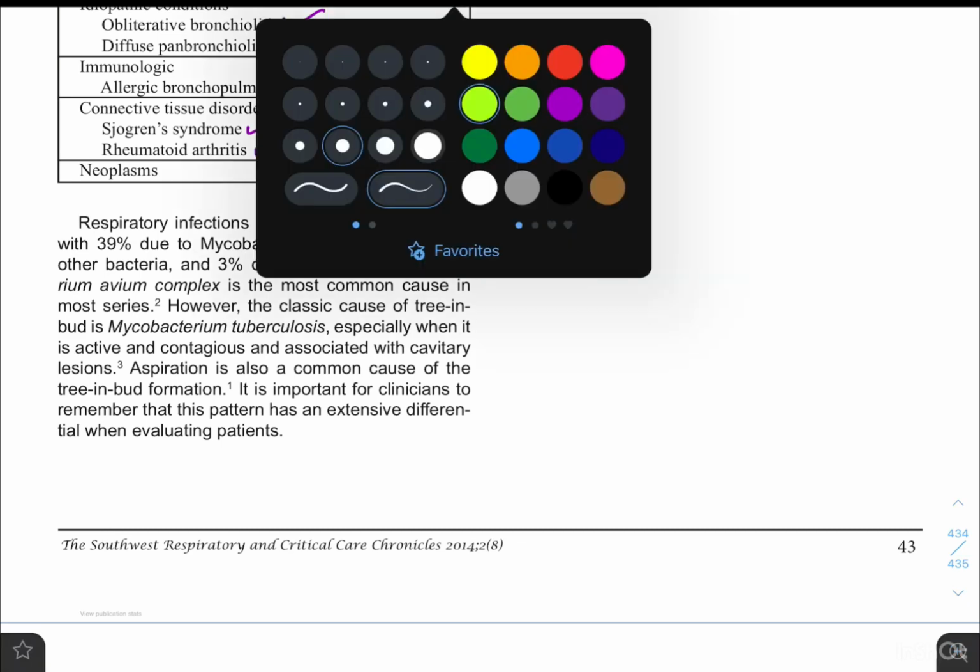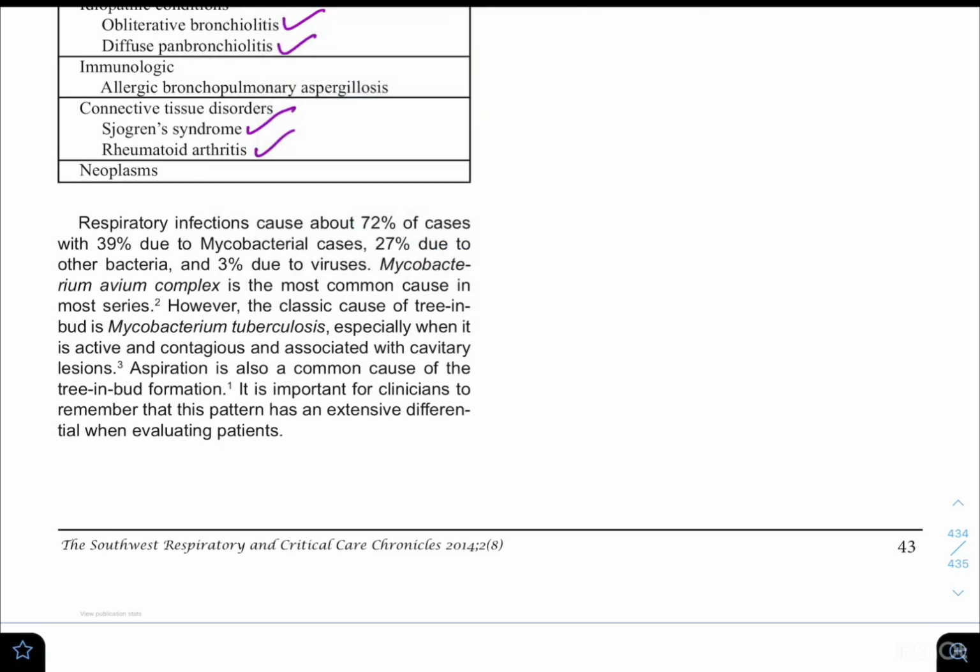Respiratory infection causes about 72% of cases, of which 39% are due to mycobacterial infection. Very important. So most of the cases of tree in bud appearance are tubercular. 27% are due to other bacteria, and 3% are due to viruses.